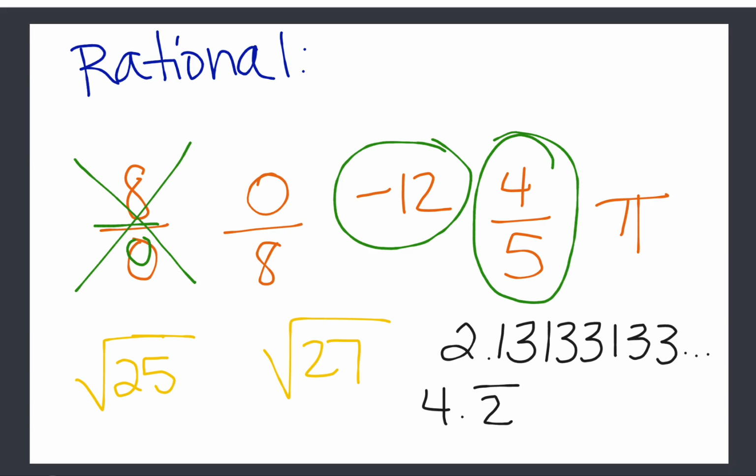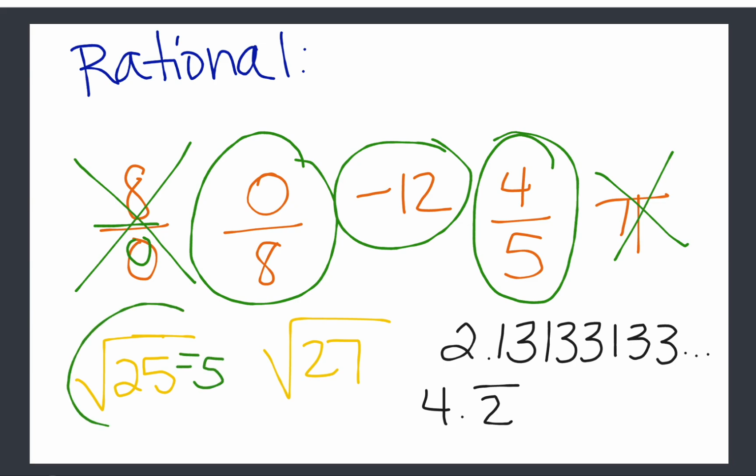The next one, I can have 0 divided by 8 though. So this one is rational. Now pi, that's a decimal that never ends, never repeats, so that's not rational. Square root of 25, that equals 5. That's a nice one. So that one is rational. Square root of 27, that is irrational. It's not a perfect square. Okay, down here, 4.2 repeating.